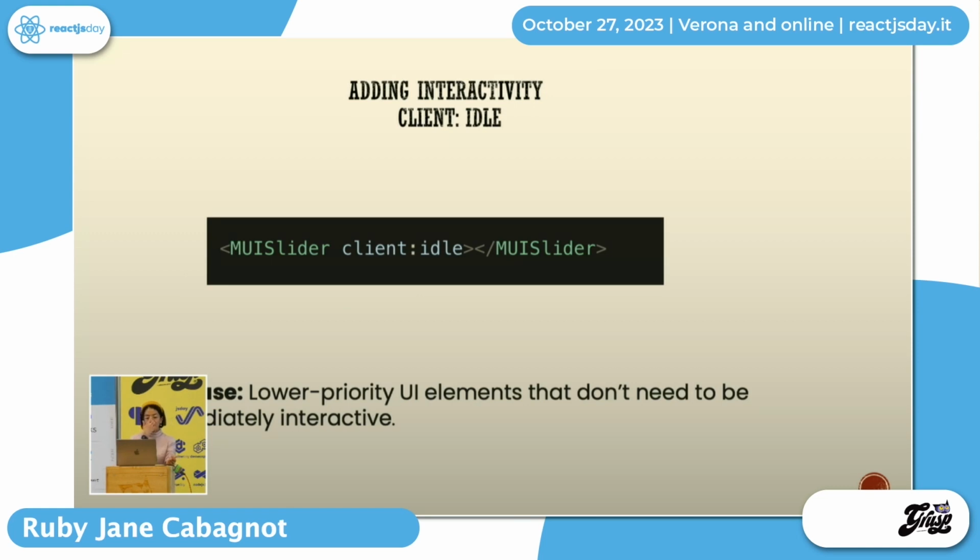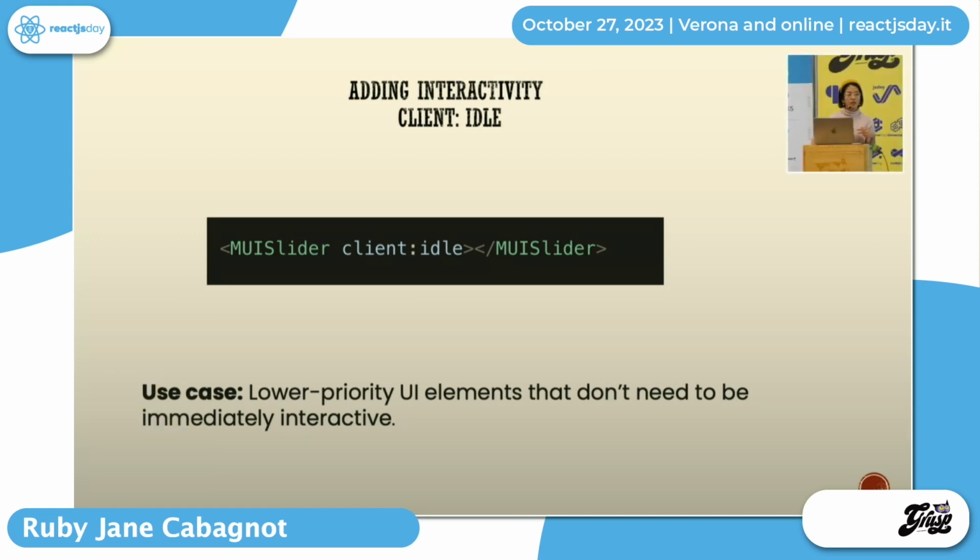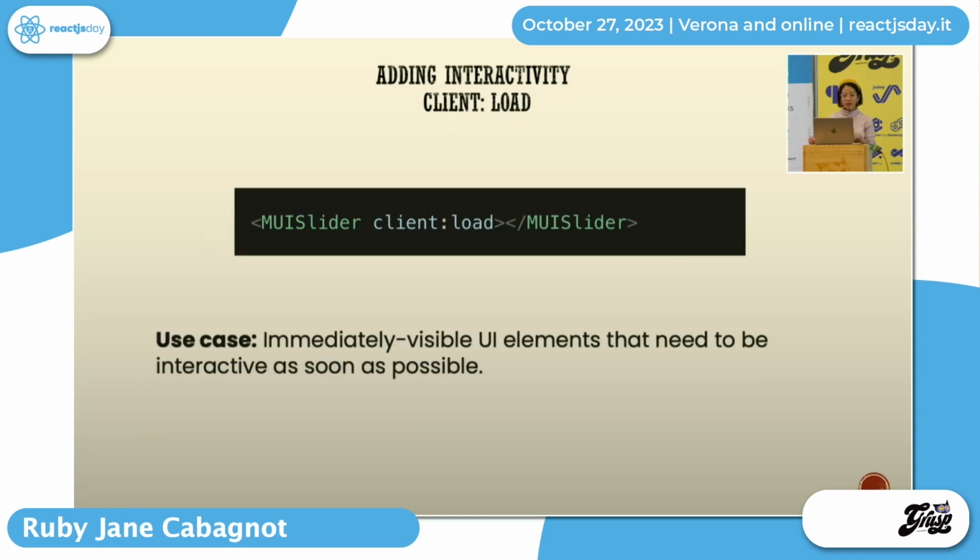And then we have client idle also. The use case for this is lower priority UI elements that don't need to be immediately interactive. The component eagerly hydrates when the browser first becomes idle, for example, when everything else has already run. And then client load. This is the most common. The use case is immediately visible UI elements that need to be interactive as soon as possible. The component eagerly hydrates when the document loads.